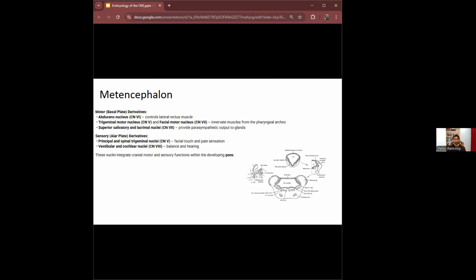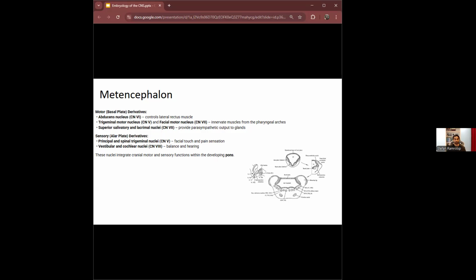So within the developing pons, the derivatives of the basal and alar plates become distinct cranial nerve nuclei, reflecting the same medial motor and lateral sensory pattern seen throughout the brainstem. These include the abducens nerve, cranial nerve 6, which controls the lateral rectus muscle, the trigeminal and facial motor nuclei, cranial nerves 5 and 7, which innervate muscles derived from the pharyngeal arches, and the superior salivatory and lacrimal nuclei, both parts of cranial nerve 7, which provides the parasympathetic output to the salivary and lacrimal glands.